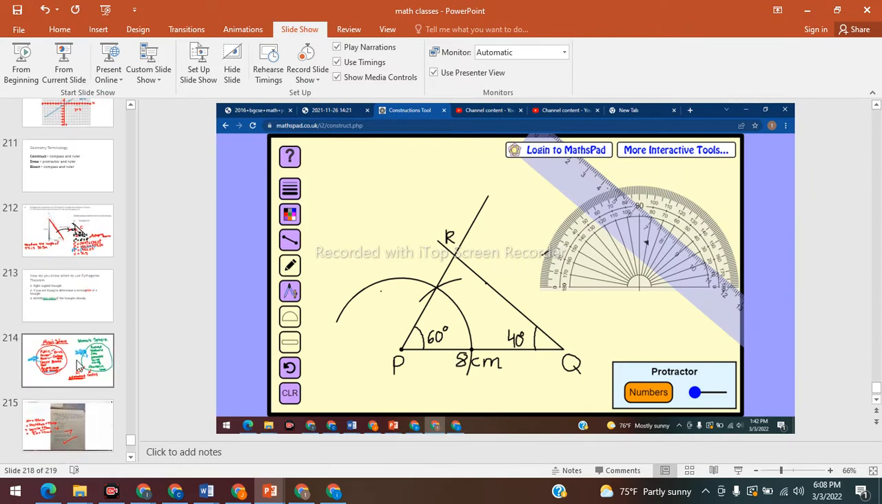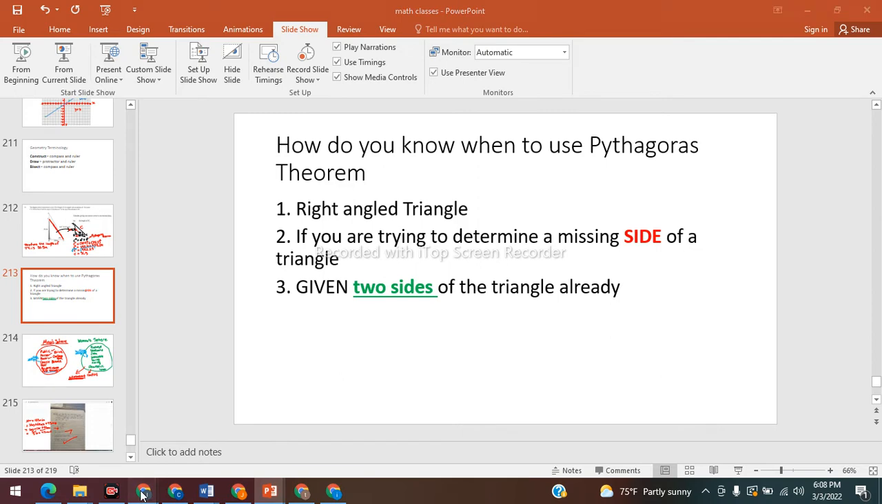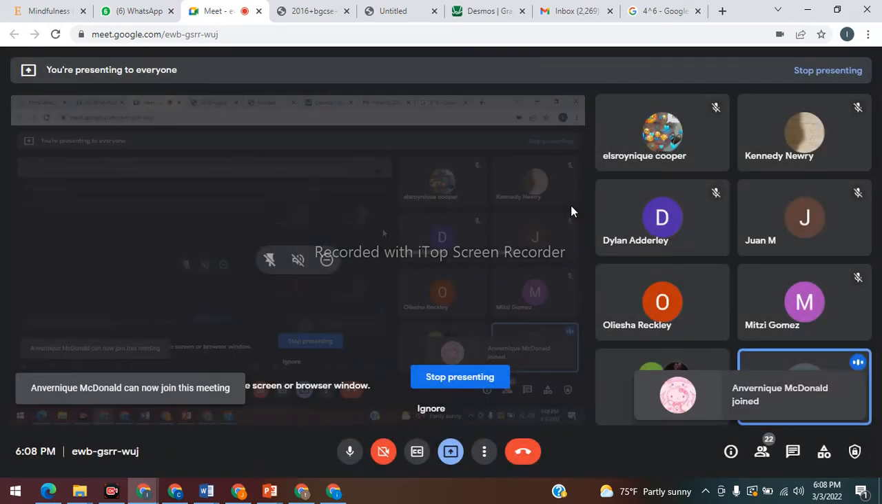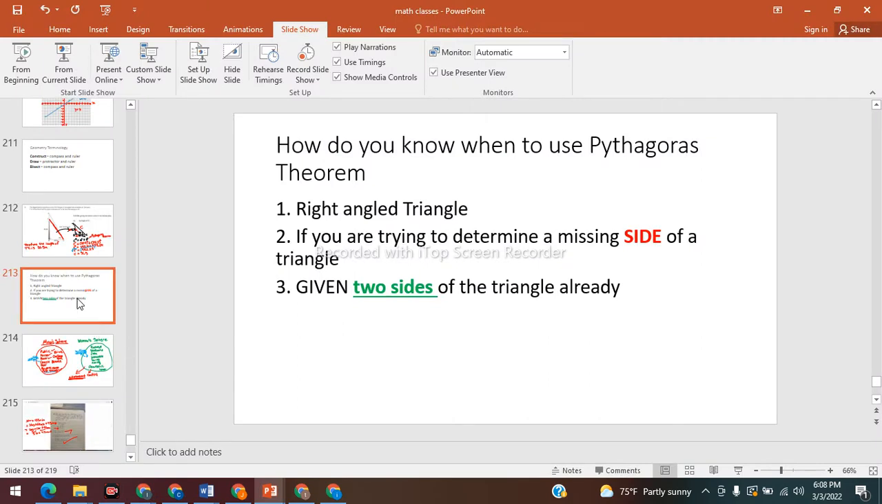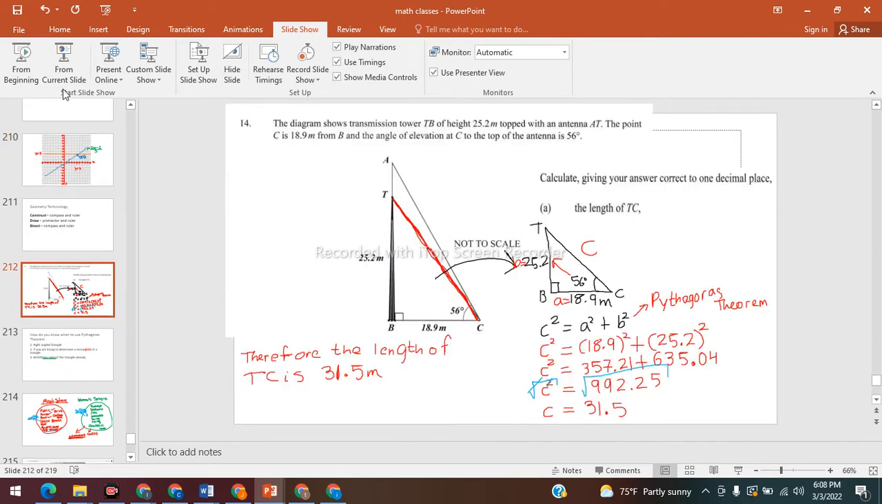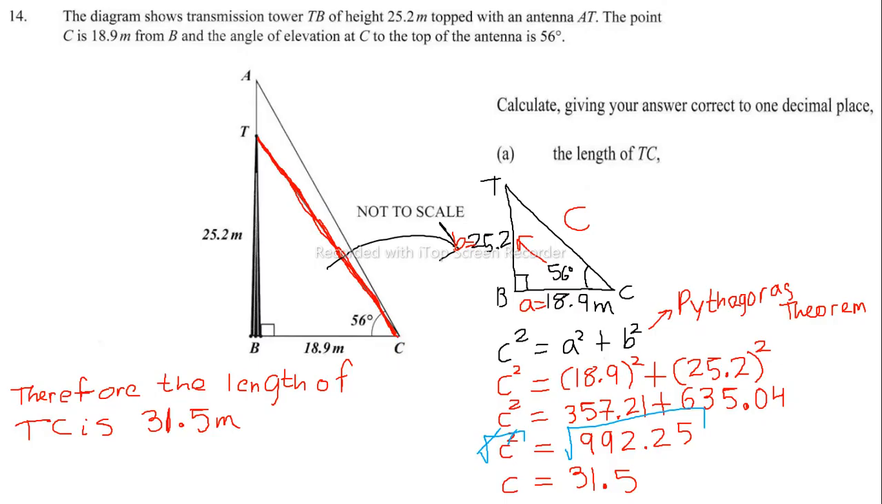So I was saying, when do we use Pythagoras theorem? How do we know that it is the case that we should use Pythagoras theorem? Anyone can remember? Go ahead. When we're dealing with a right angle triangle. What else? When two sides are given, the value of two sides are given.